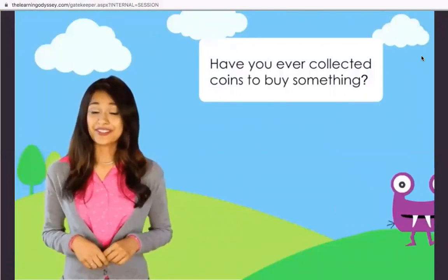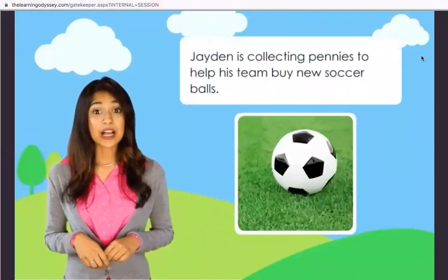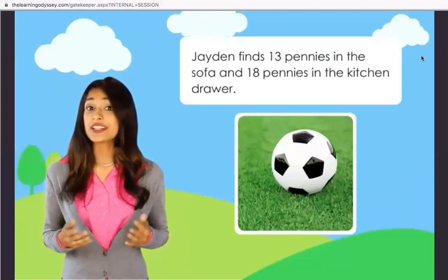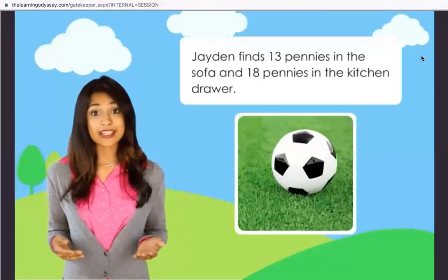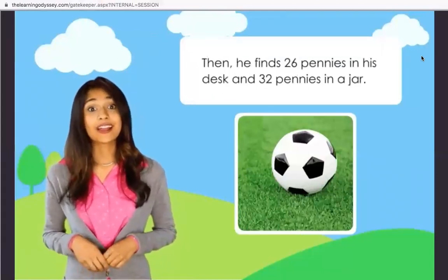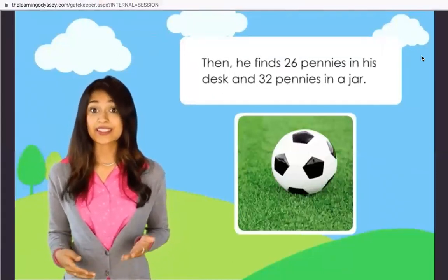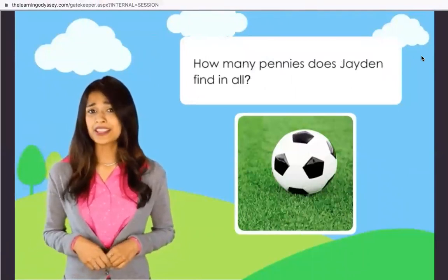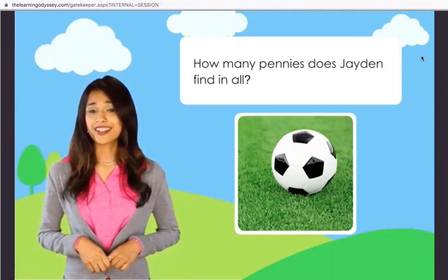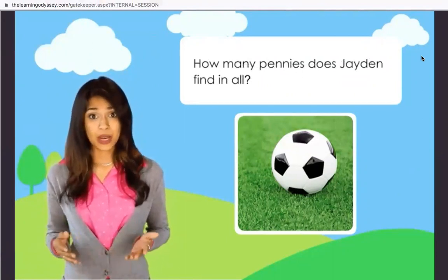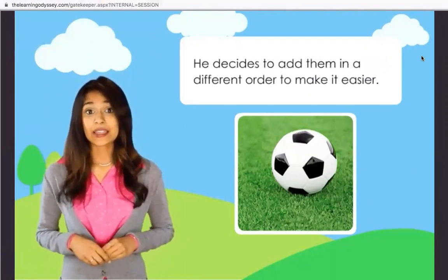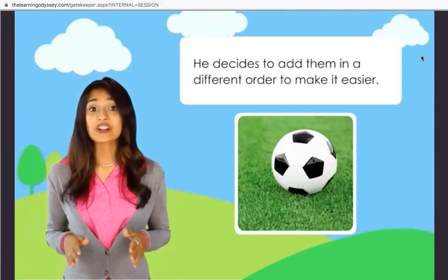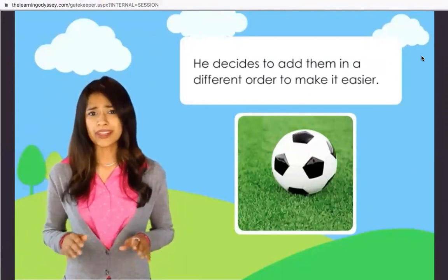Have you ever collected coins to buy something? Like Jaden. Jaden is collecting pennies to help his team buy new soccer balls. Jaden finds 13 pennies in the sofa and 18 pennies in the kitchen drawer. Then he finds 26 pennies in his desk and 32 pennies in the jar. How many pennies does Jaden find in all? Jaden is having trouble adding some of the numbers. He decides to add them in a different order to make it easier. Changing the order sounds good. I'm all for making a problem easier.